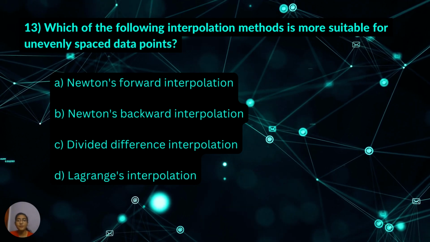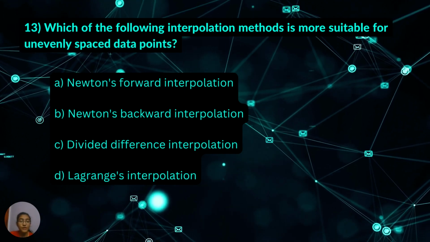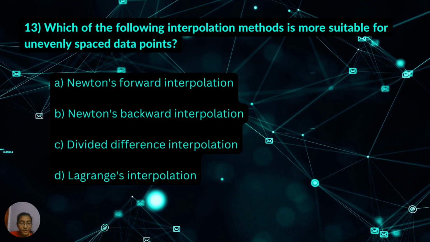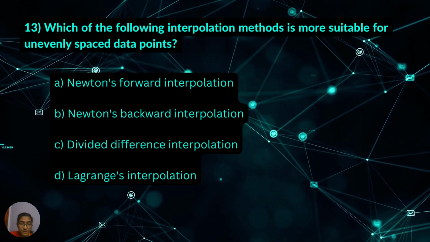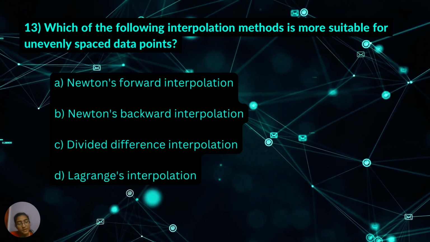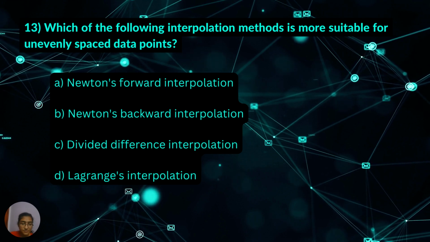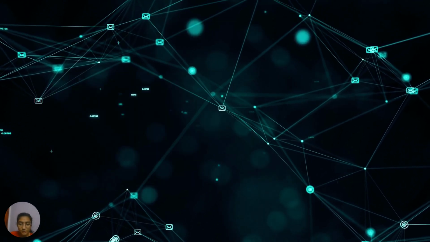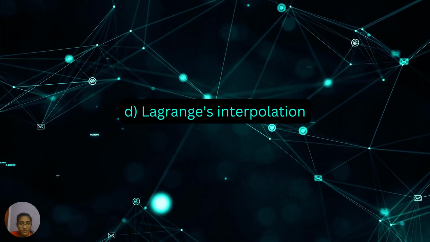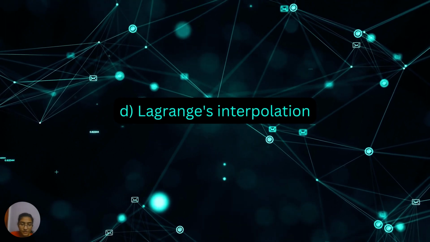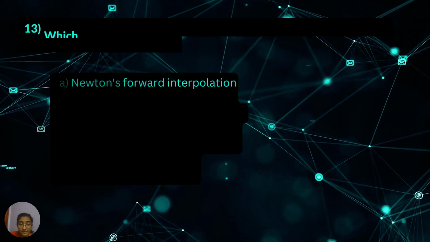Which of the following interpolation method is more suitable for unevenly spaced data points? A. Newton forward interpolation. B. Newton backward interpolation. C. Divided difference interpolation. Or D. Lagrange interpolation. So the answer is D, Lagrange interpolation.